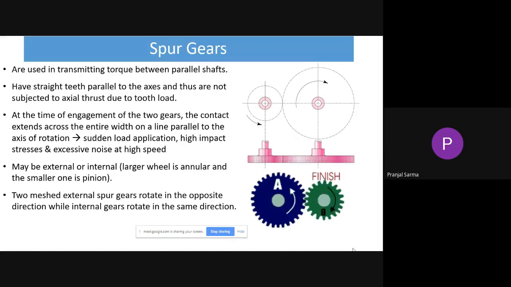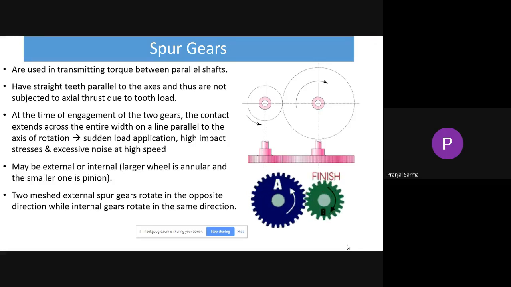Understood how basically it is happening, how the engagement is there, or why the sudden load application is there when the teeth come in contact. Let me know. Okay, I hope you have understood.